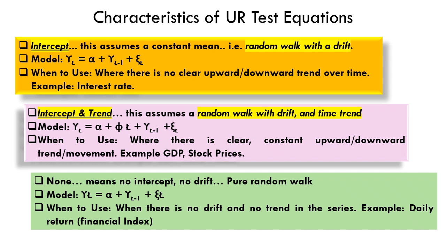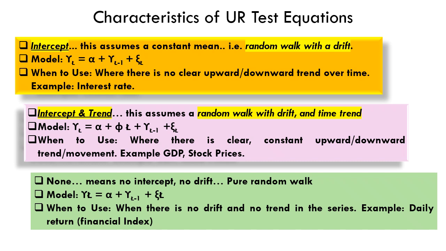Then when your series shows no intercept, no drift, and shows purely a random walk, then you use the none parameter in this instance.